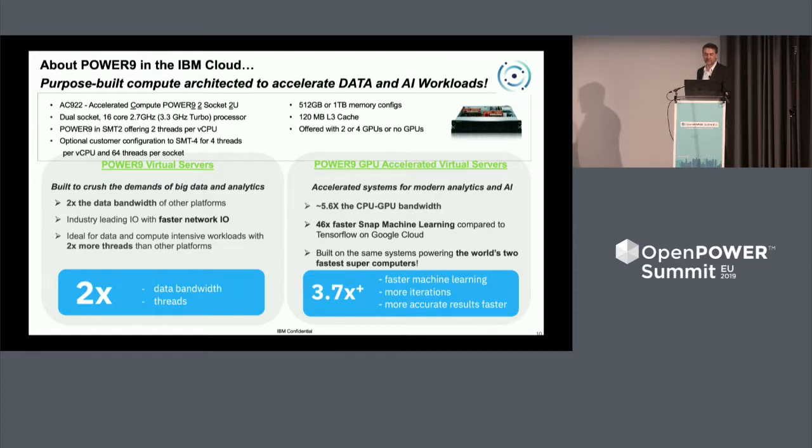So we've got twice the data bandwidth of other platforms. I won't go through all the statistics here, but one thing I'll call out is 46 times faster Snap machine learning when that was compared to TensorFlow on the Google Cloud.